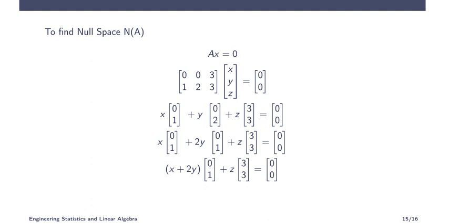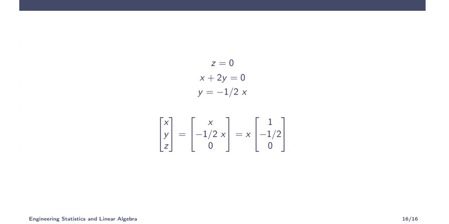Now here the right side will become 0 if and only if z is equal to 0 as well as x plus 2y, because these vectors are not 0, which means only the coefficients will be 0. So from this I can write two conditions, that is z is equal to 0 anyhow and x plus 2y is equal to 0. This means that y is equal to, if you take this side, minus half into x.